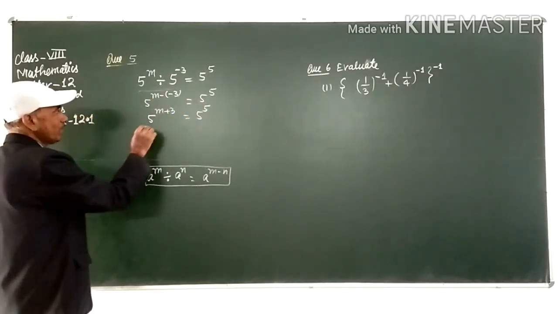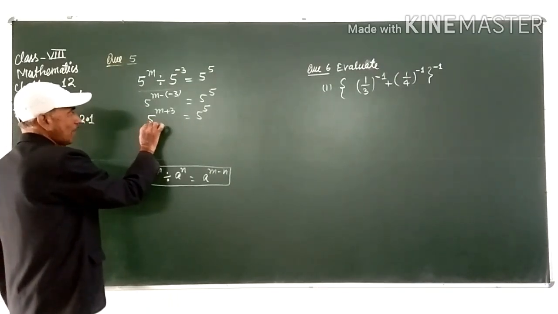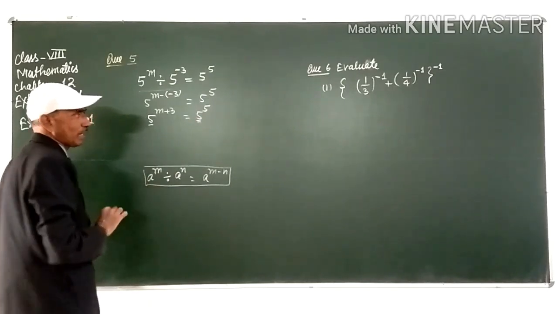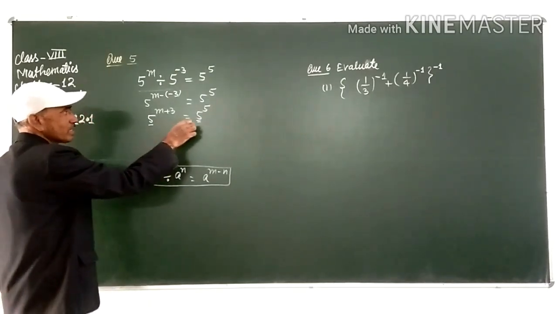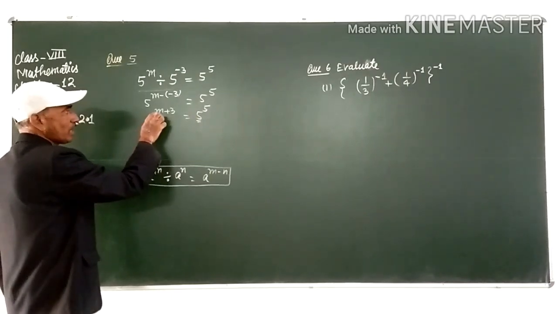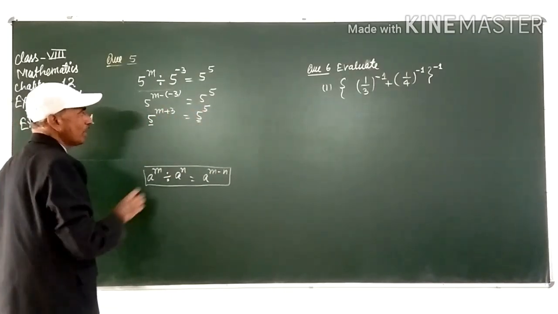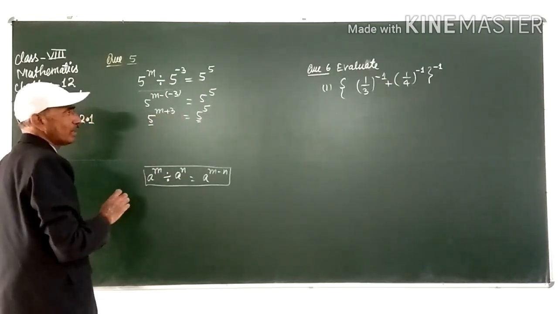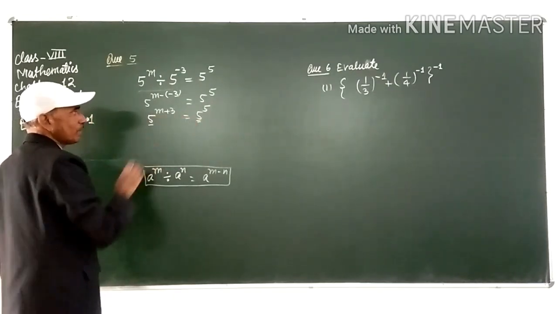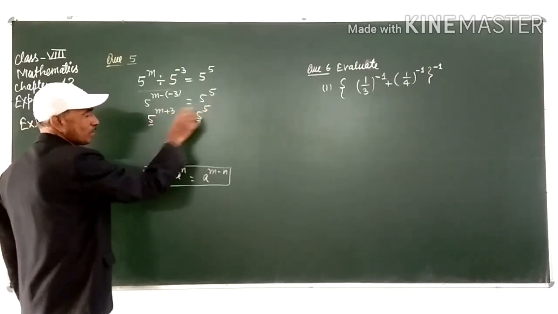Students, remember that there is base 5 and there is also base 5. Clear? And there is an equality sign between these two. So 5 raised to the power m plus 3 is equal to 5 raised to the power 5. If the bases are equal and there is an equality between these two, therefore the exponents must be equal.